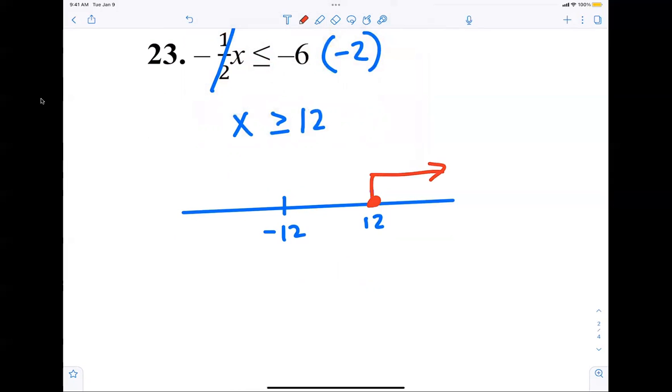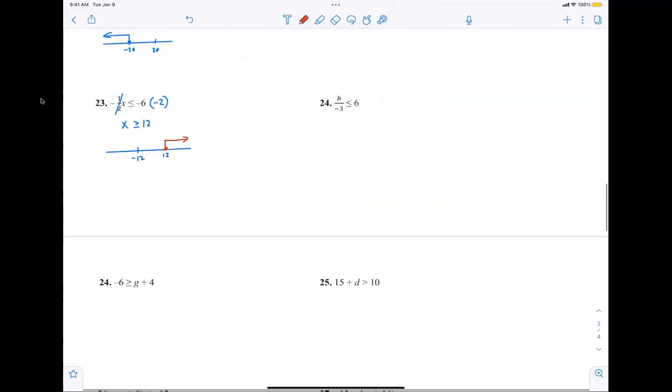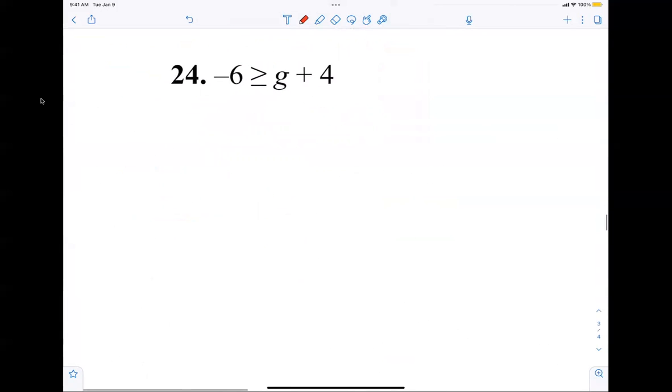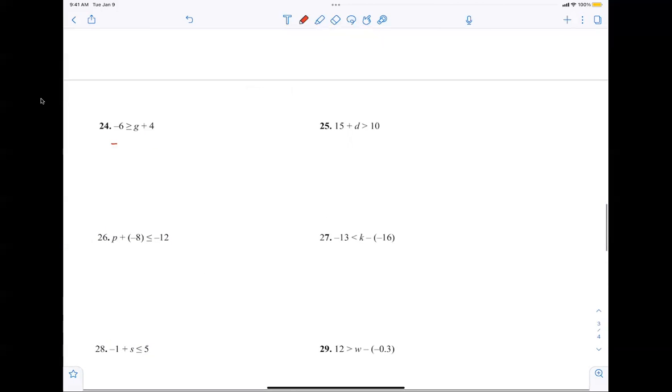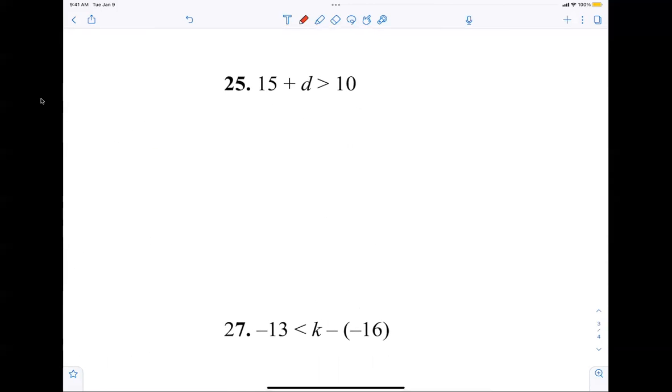Everybody good? Okay, here we go. 25. All right, what am I doing here now? You subtract 4. Oh, 25, I'm sorry. I was doing 24. Let's do 25. Okay, so you subtract 10. Where's the variable? Oh, subtract 2. You agree with me? Subtract 15. -5. Yes, good job, kiddo.